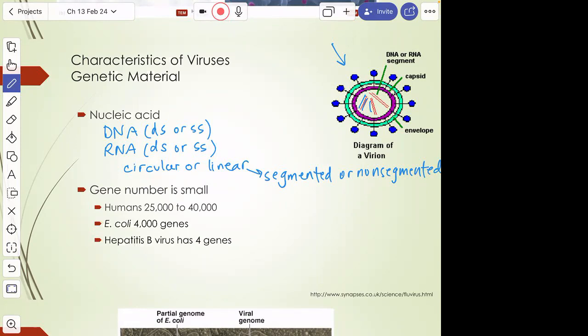So what's the difference there? Well, in this picture here, this is segmented nucleic acid, whatever it is, because you've got 3 different segments there. If it's continuous, you would have your DNA or RNA all in one single strand.